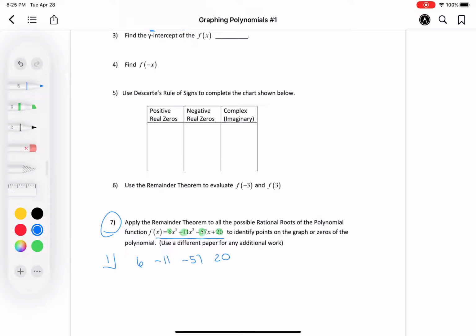All right, so let's start. I bring down the 6. 6 times 1 is 6, and I have -5 when I add them. -5 times 1 is -5.